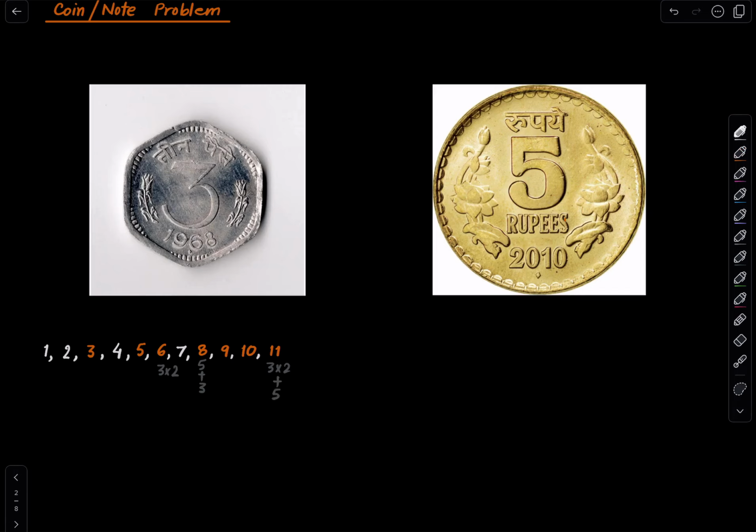12. Yes, 12 can be managed because 12 is a multiple of 3. What about 13? 13 is also fine. Because 13 is 8 plus 5, so you can use 1 3 rupee coin and 2 5 rupee coins. So the point is, even though we weren't able to pay off some of these numbers initially, these were beyond our reach, but after a certain point, we are seeing that you can manage everything else.